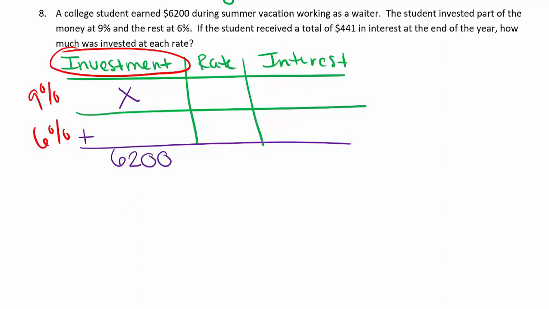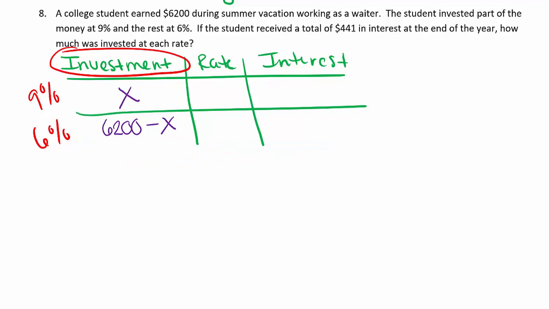So if I put part of the money, X, at 9%, then the rest of the money, whatever's left over, has to go at 6%. And so if you have $6,200 total, whatever's left over would be $6,200 minus X. The idea is if you take away X, that's what's left over. Now I know the interest rates. I'm going to write them as decimals so I can put them into an equation. So the 9% becomes 0.09, the 6% becomes 0.06.